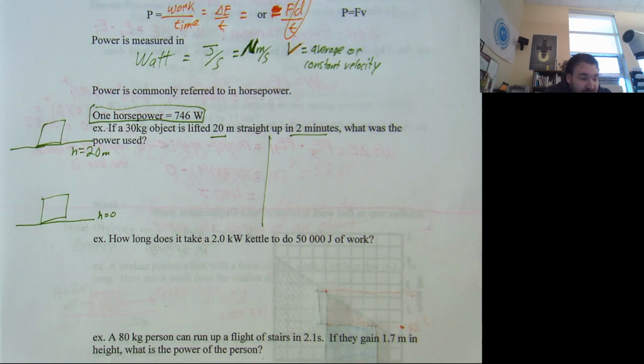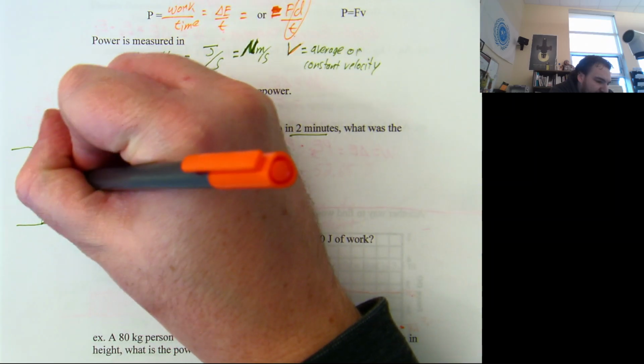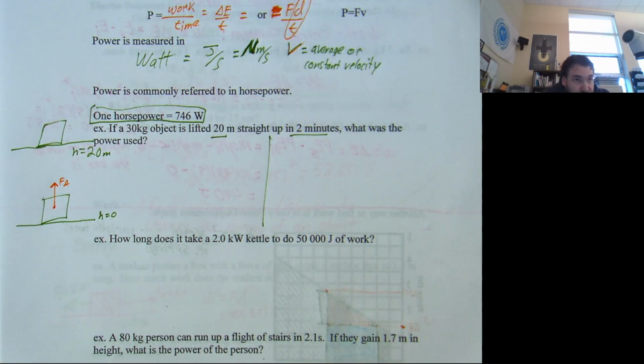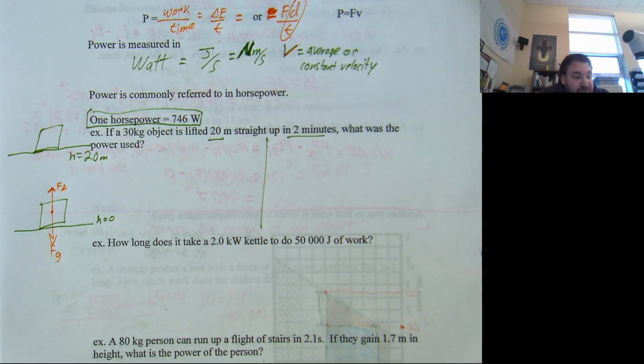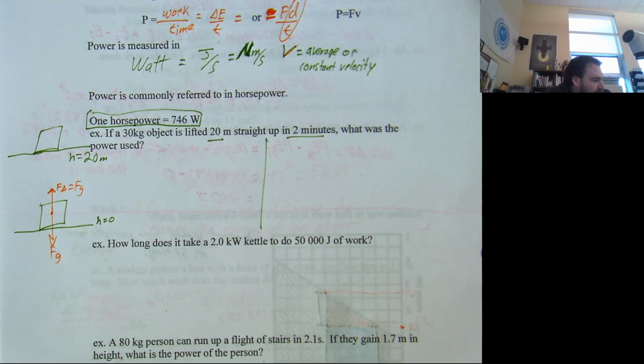So assuming this thing was raised at a constant rate, the applied force has to be what? What forces are acting on this box? Gravity. And if the rate at which the box is moving is constant, what can you tell me about Fa and Fg? They're the same. Might be useful in a second.